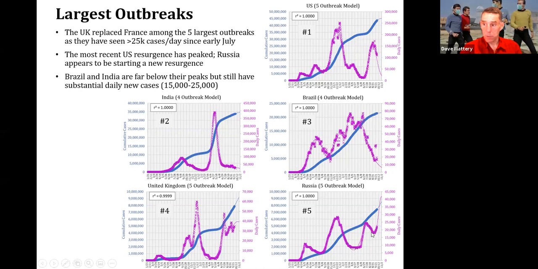Russia, which looked like it was declining still last month, has now turned up again, and the model is fitting a resurgence in cases for Russia. And of the 5, that's the only one that looks like it may exceed its previous peak. At least the model is predicting it will. Sometime in mid-November, it'll peak at a new record.